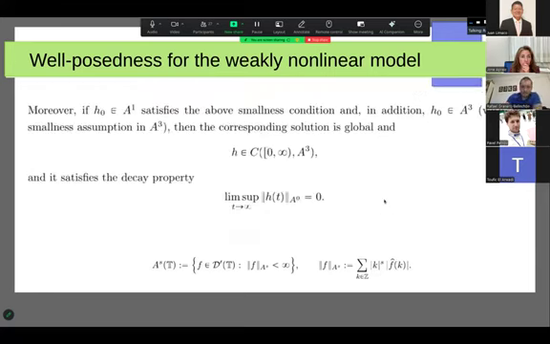And then, if besides being small in A1, the initial data lies in A3, although you don't need to be small in A3, you only need to be small in A1, and A3 is a subspace contained in A1, then the solution is global and it decays to zero.